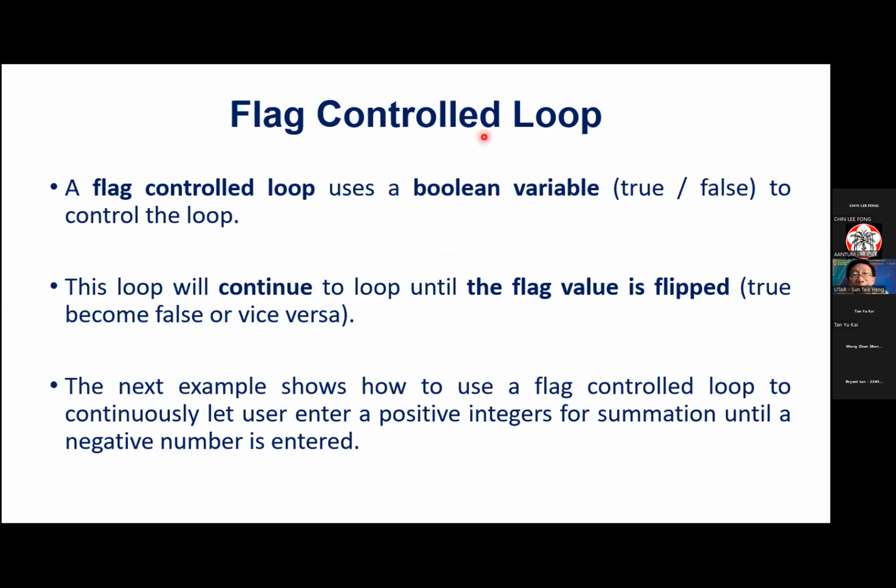The next one is the flag control loop. For a flag control loop, we make use of a flag, a Boolean variable, to indicate whether the loop should continue or should terminate. The loop will continue to loop until the flag value is flipped, that means from true to false, or from false to true, or vice versa.